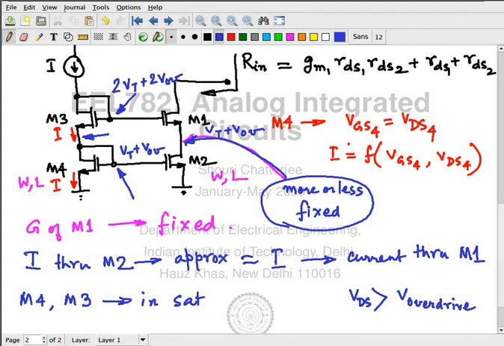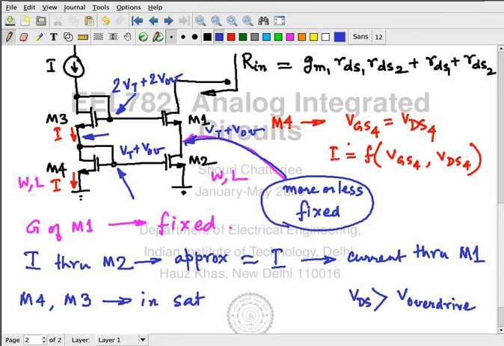Now take a look at M2. Is this in saturation? Are we winning by a huge margin? Why are we winning by a huge margin? Right. So I have to have VDS to be more than VOV. That was my objective for saturation. So M2 will be in saturation if VDS is more than VOV. Anything more than VOV. Instead, I've got VT plus VOV.